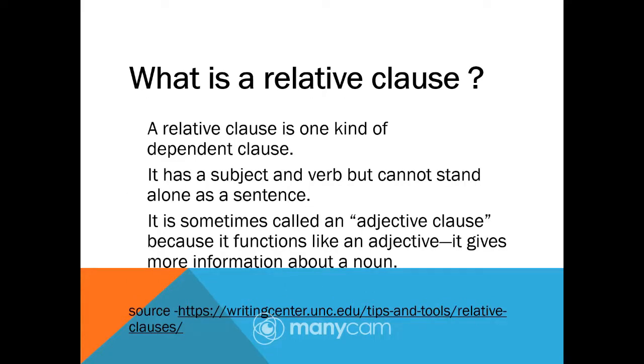Which brings us to what is a relative clause. Okay, so a relative clause is one kind of dependent clause. It has a subject and a verb but cannot stand alone as a sentence. It's sometimes called an adjective clause because it functions like an adjective. It gives more information about a noun.